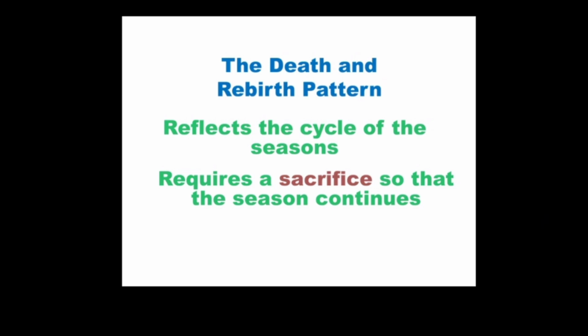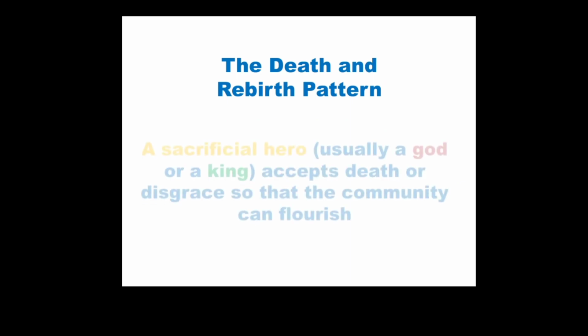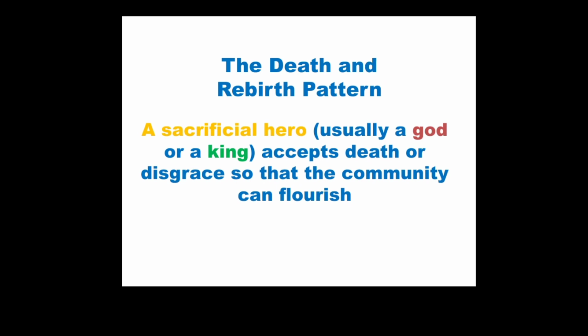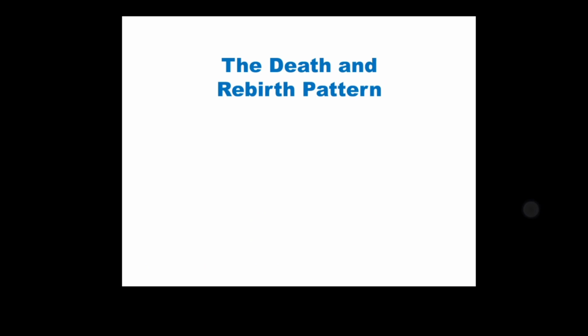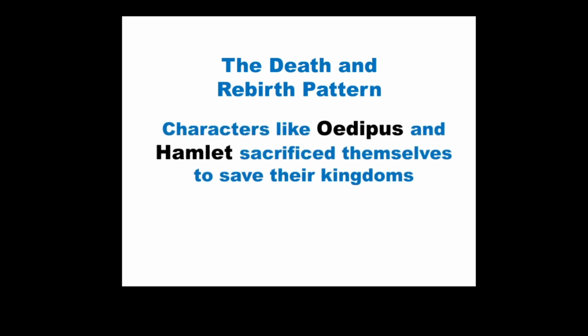The death and rebirth pattern, another type of archetypal approach, reflects the cycle of the seasons and requires a sacrifice so that the season continues. Even in the Bible, even Hades and Persephone, or even Perseus and Medusa, there is always a sacrificial hero, usually a god or a king, who accepts death or disgrace so that the community can flourish. Characters like Oedipus and Hamlet sacrifice themselves to save their kingdoms.